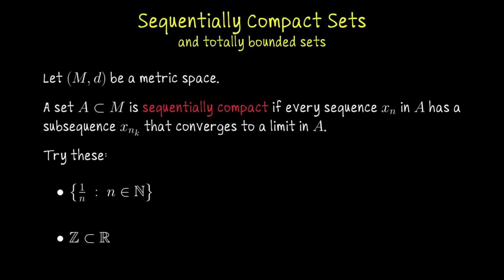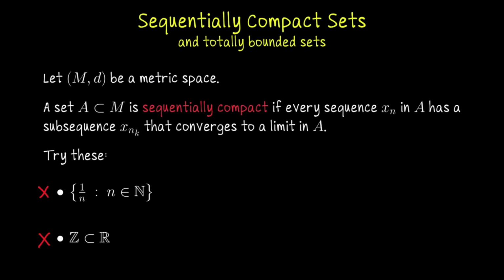Okay, take a moment to try these two examples. The first one is what I call the Archimedean set. This is the set of points on the number line that look like 1, 1/2, 1/3, 1/4, etc. And then the second one is the set of integers. I hope you concluded that neither is sequentially compact.